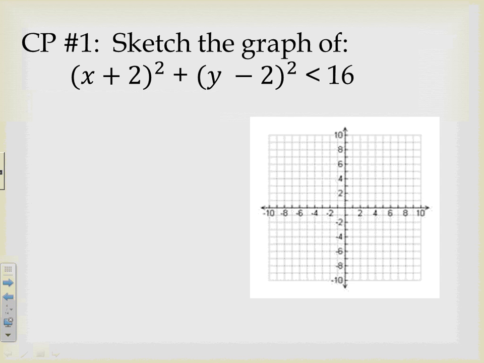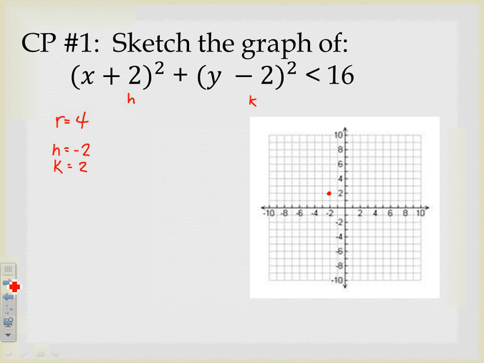All right, so if we were going to take a look at checkpoint problem number 1, I'm at the bottom of page 466. If we're looking at this inequality, most of you should notice that we're looking at a circle. The radius, of course, is r squared over on the other side. So in looking at this, we should know that our radius is going to be 4. And our center, remember, is h and k. If x minus h is in the first parenthesis and I see a plus 2 in there, h must be negative 2 and k must be positive 2. So negative 2, 2 is my center.